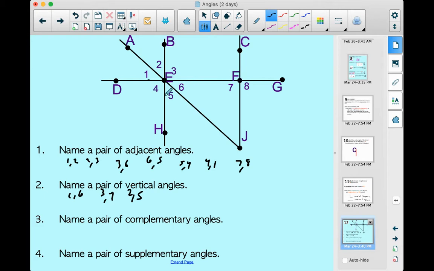So in this case, it looks like 5 and 6 are complementary. They add up to a right angle. 1 and 2 are complementary.